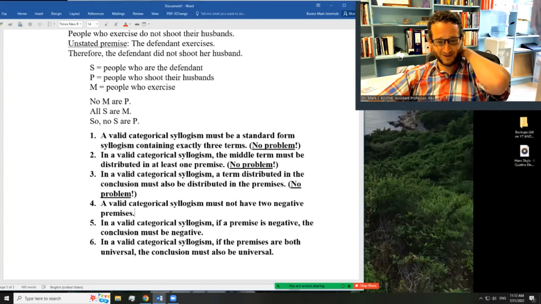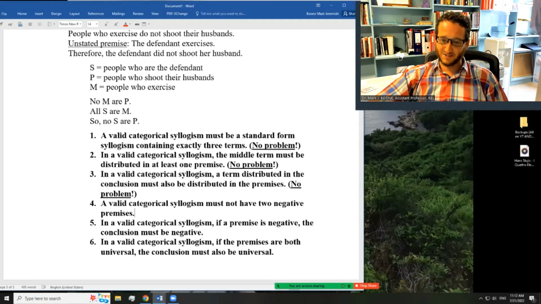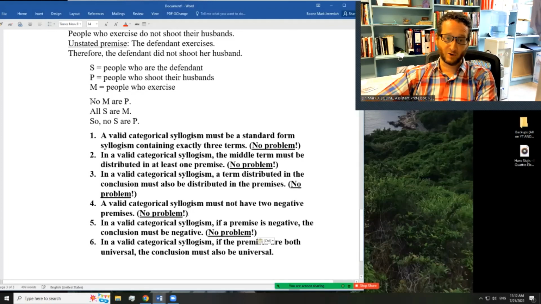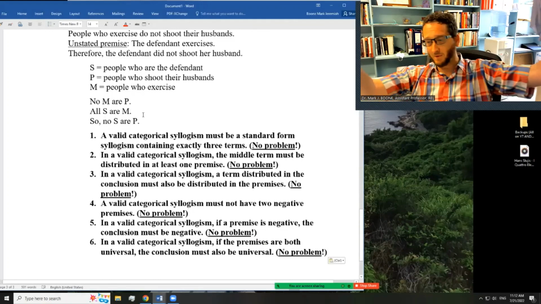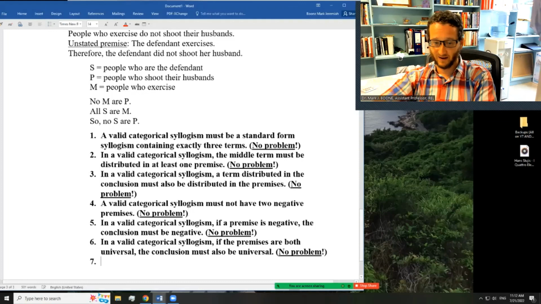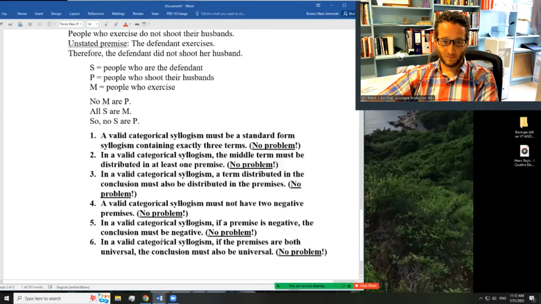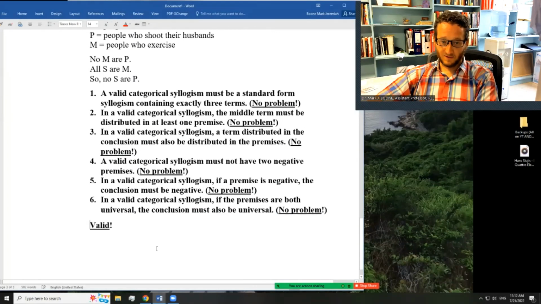Finally, well, no, we've still got 3 more. A valid categorical syllogism must not have 2 negative premises. We have 1 affirmative premise, the minor premise. All S R M is affirmative, not negative, no problem. In a valid categorical syllogism, if a premise is negative, the conclusion must be negative. Again, no problem. The premise, no M R P, is negative. The conclusion is also negative, no problem. In a valid categorical syllogism, if the premises are both universal, the conclusion must be universal. No problem, our conclusion is universal. So this is, again, a valid argument.